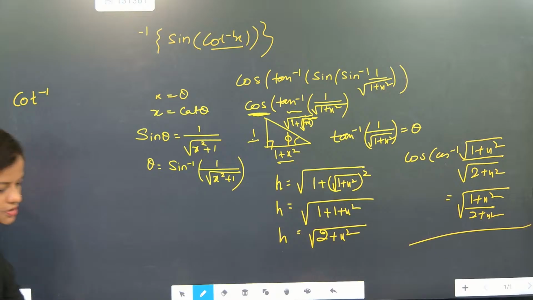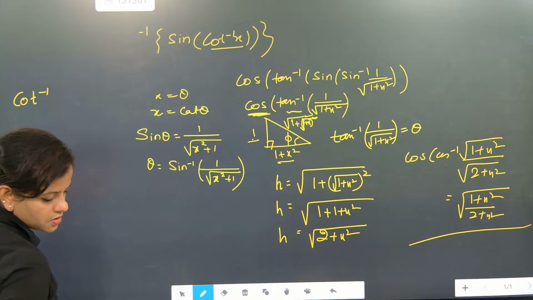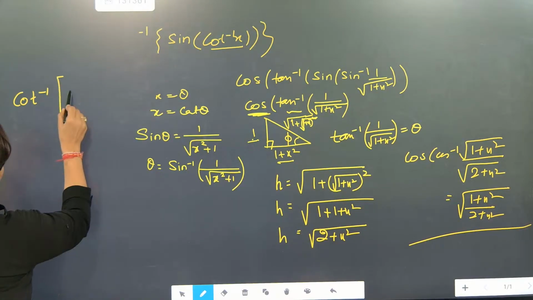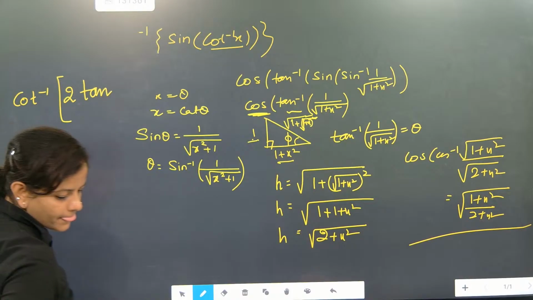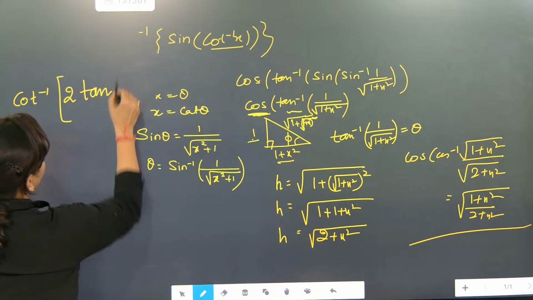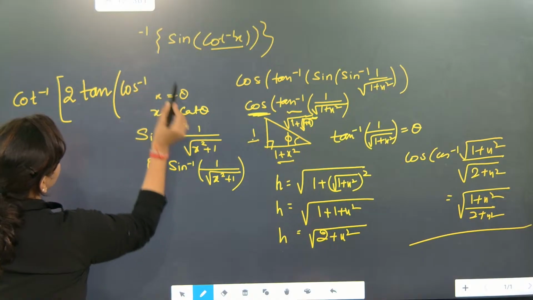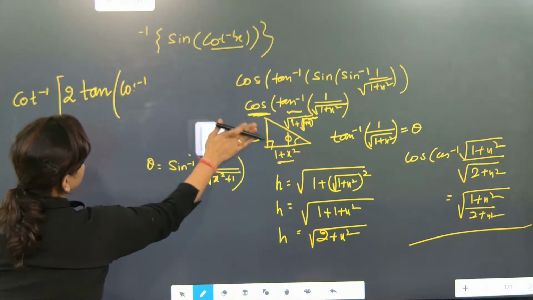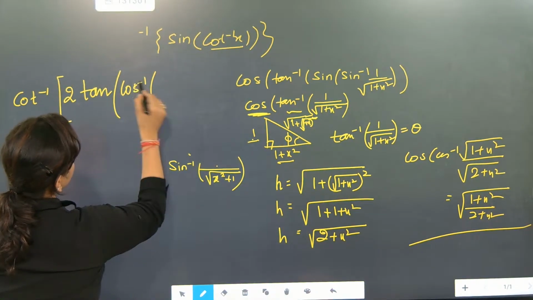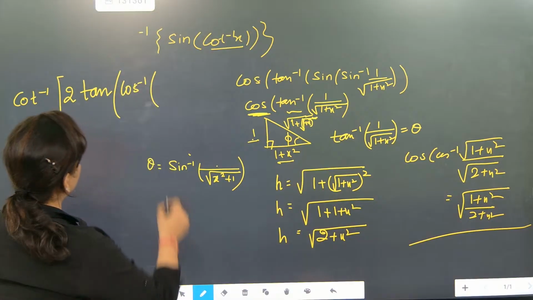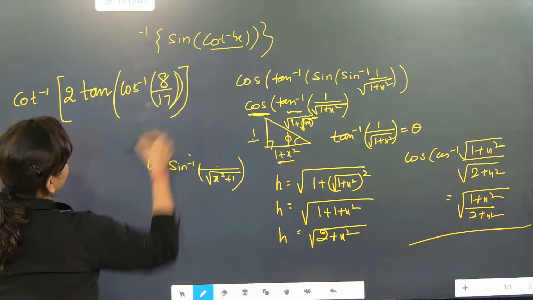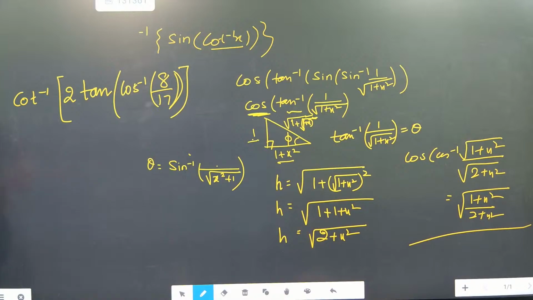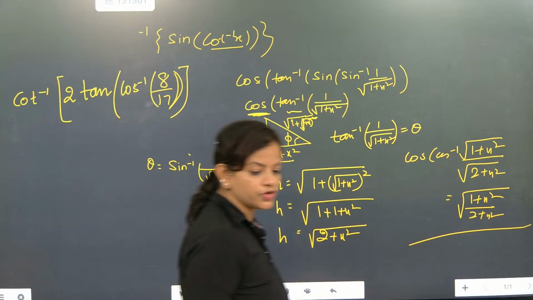Cot inverse 2 tan cos inverse 8 by 17. Come on, same pattern, solve it. Everybody, please try solving this question. Don't leave this type of questions.